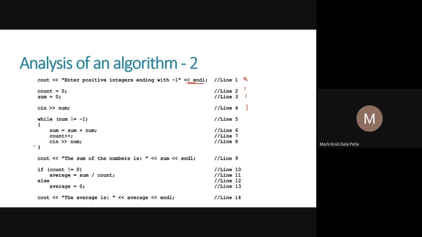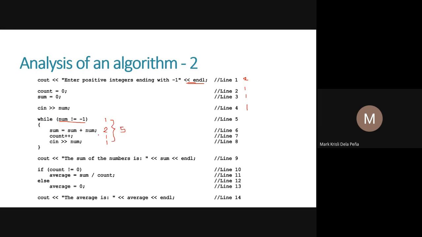Let's proceed here. We have while num is not equal to -1. Do we know the value of num? I think we do not know. Before that, let's analyze first this one. This is 1 operation. This is 2 operations. So you have adding, then storing it here. Then increment is 1. Getting an input is another 1. So we have here 5 operations.